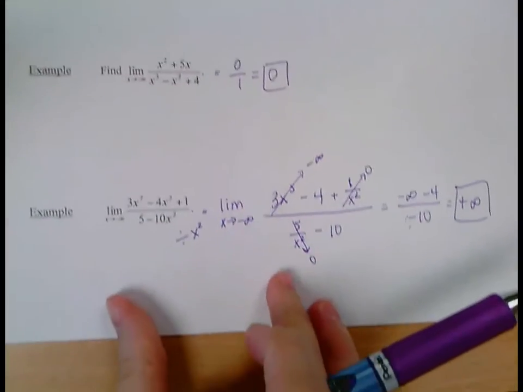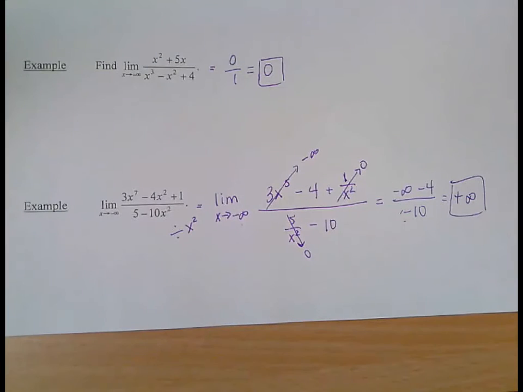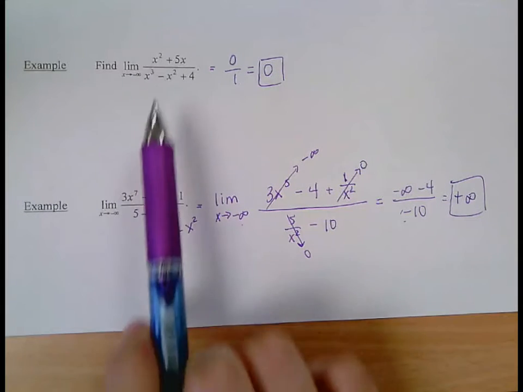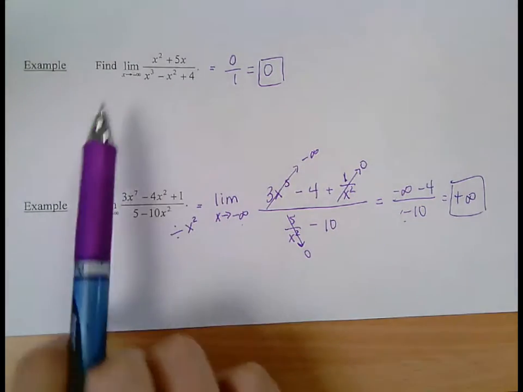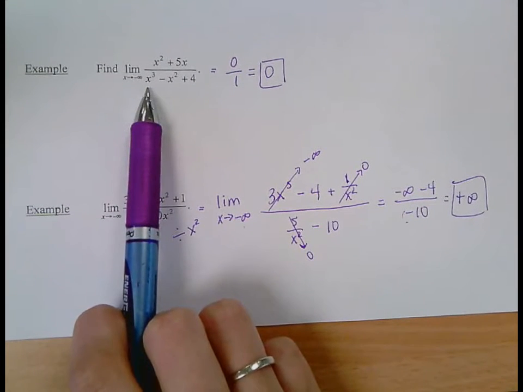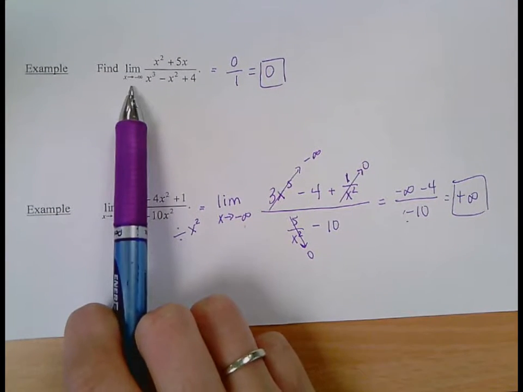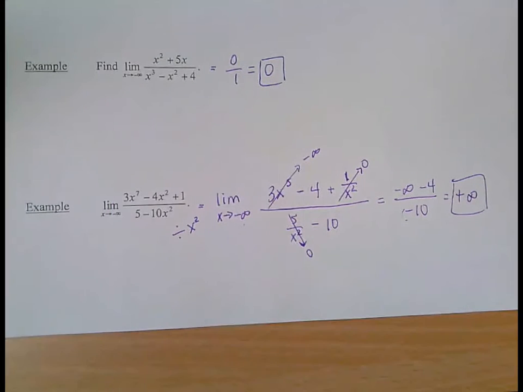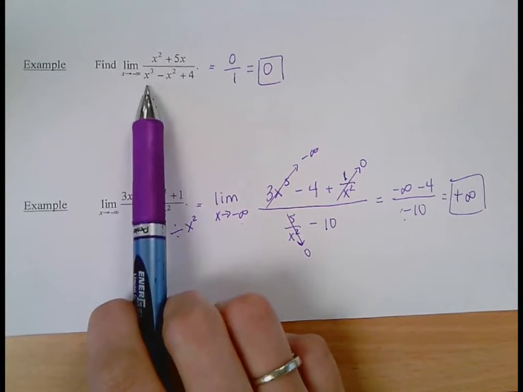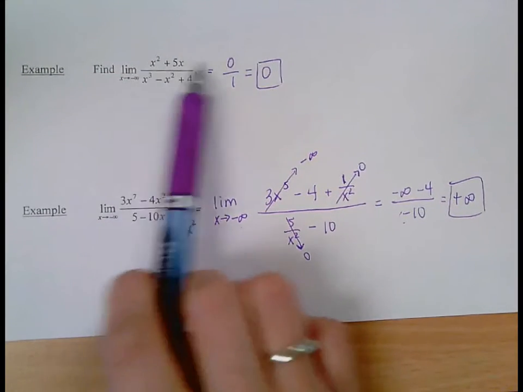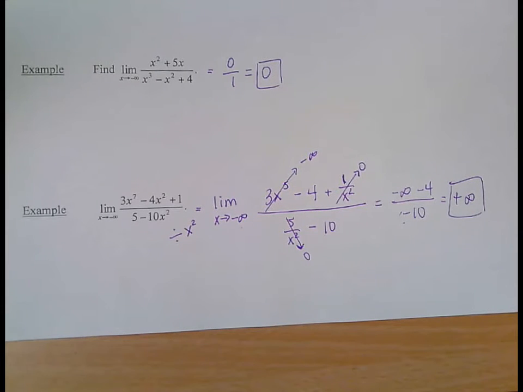Take a look at this second example. What do you notice about the degree of the top versus the degree of the bottom? The degree is larger on the bottom. Anytime, and it doesn't matter what the difference in the degree is, if the degree is larger in the denominator and x is approaching positive or negative infinity, your limit's always going to be 0. And that's because if you're dividing everything by the highest power in the bottom, everything on top is going to approach 0 because it's going to be something over x.